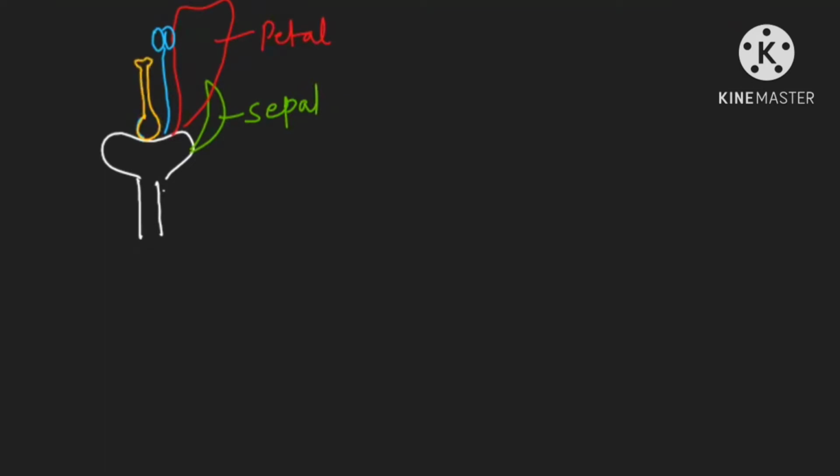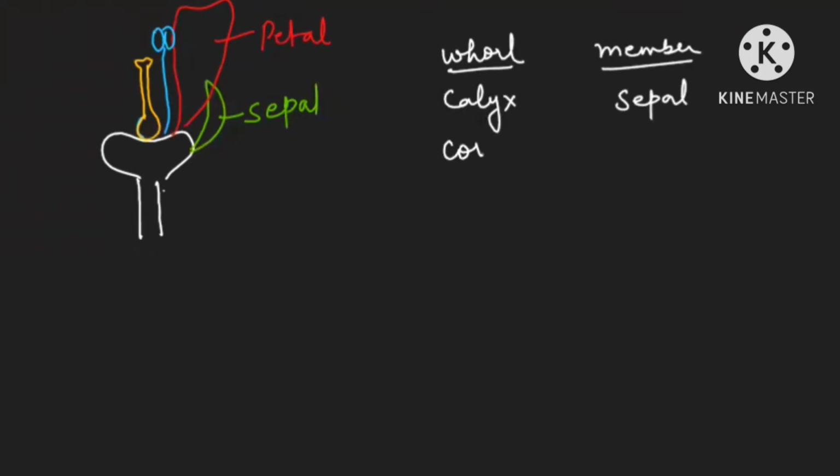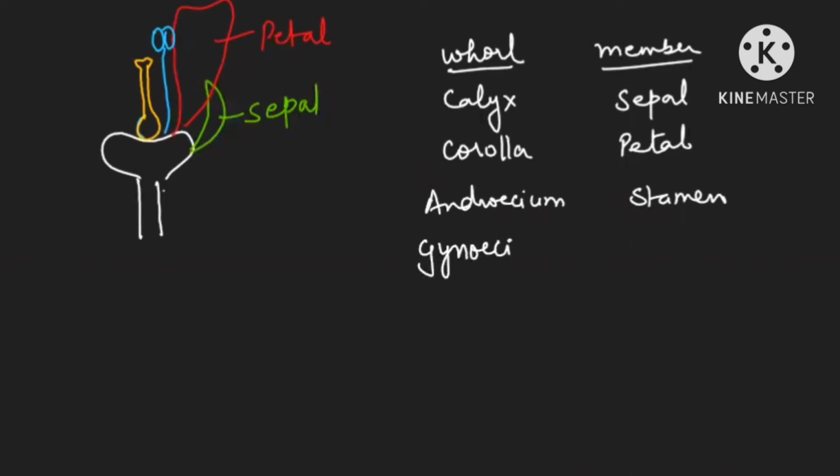So the flower has four whorls. If the whorl is the calyx, then the member of that whorl is known as sepal. If the whorl is the corolla, then the member is known as petal. If it is the androecium, then the member is known as stamen. And if the whorl is the gynoecium, then the member is known as carpel or pistil.